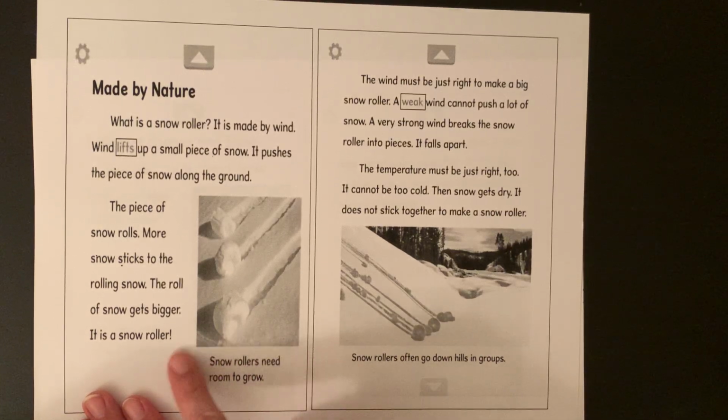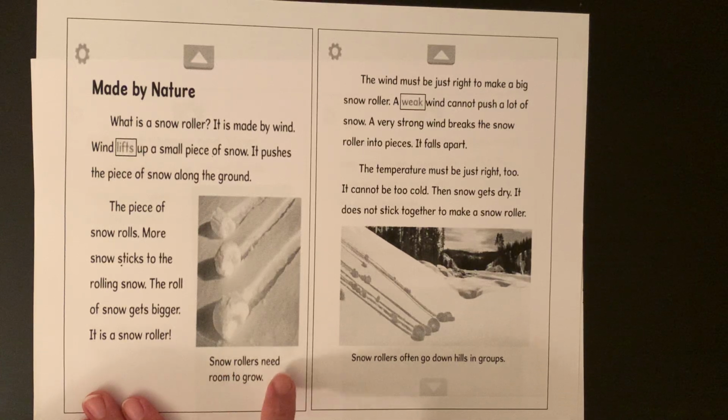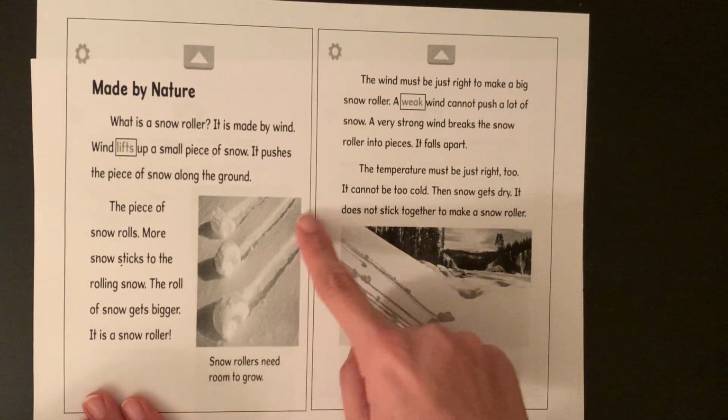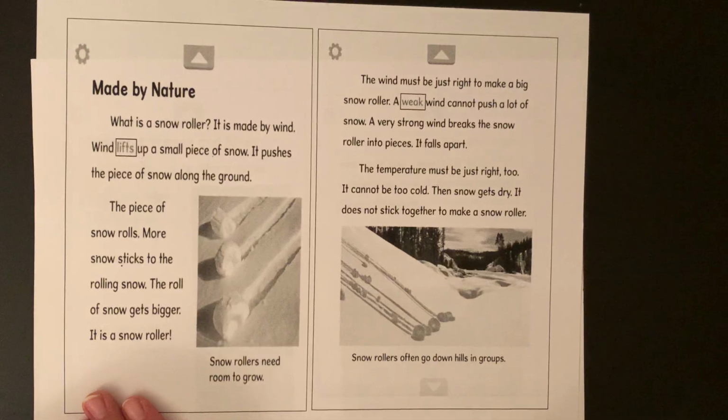And down here, if we remember another text feature, this is our caption. It tells us what that picture is about. So the picture is showing us snow rollers need room to grow because they have to have space to continue rolling. All right, let's look at the next page.